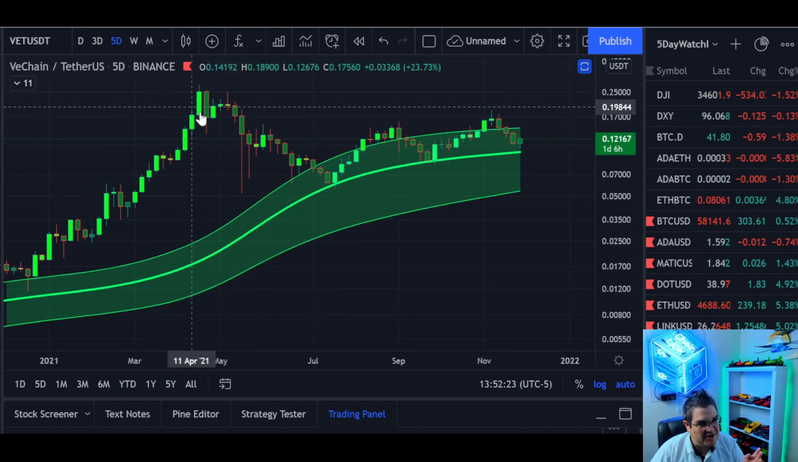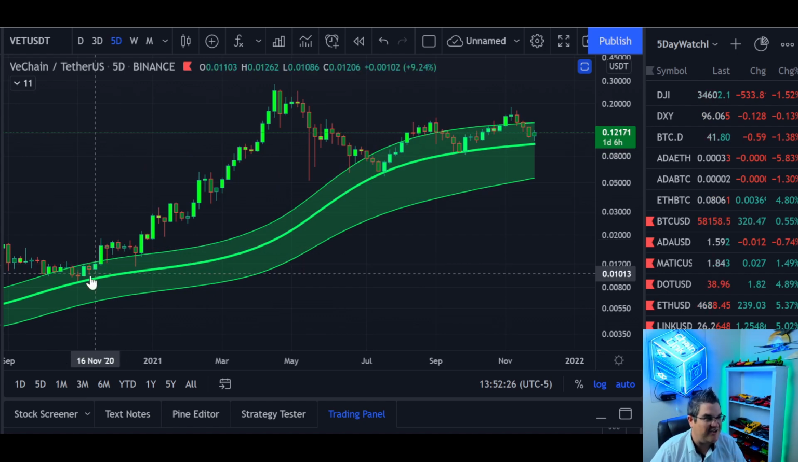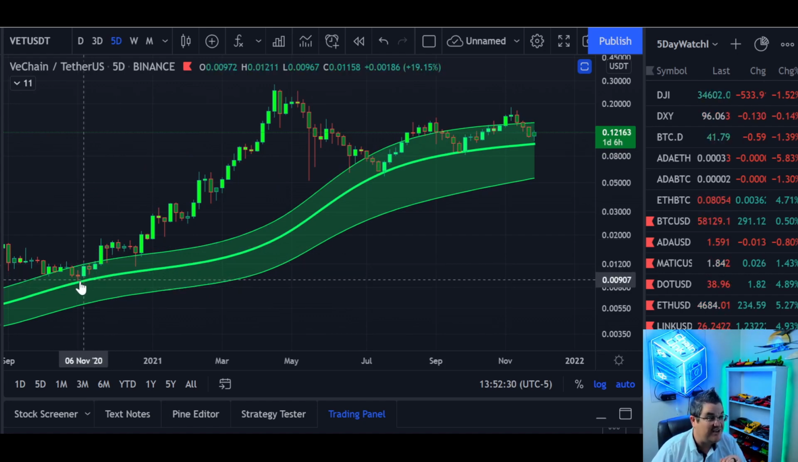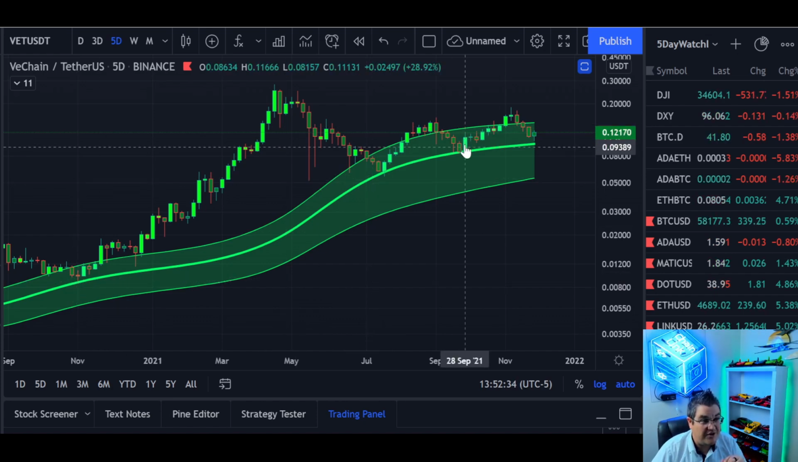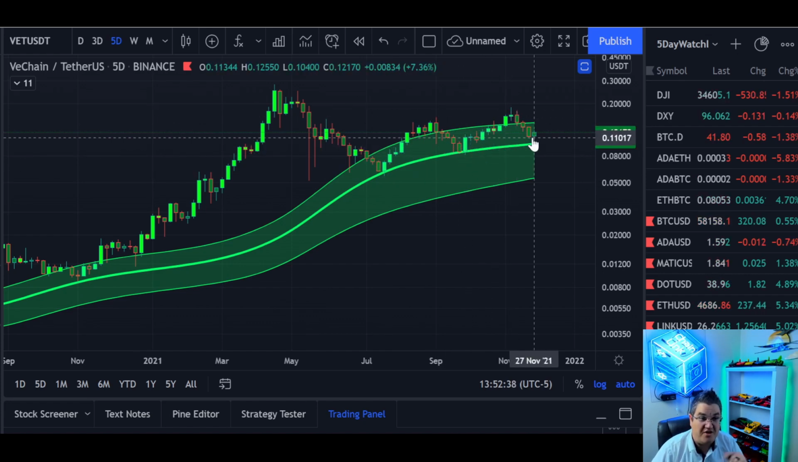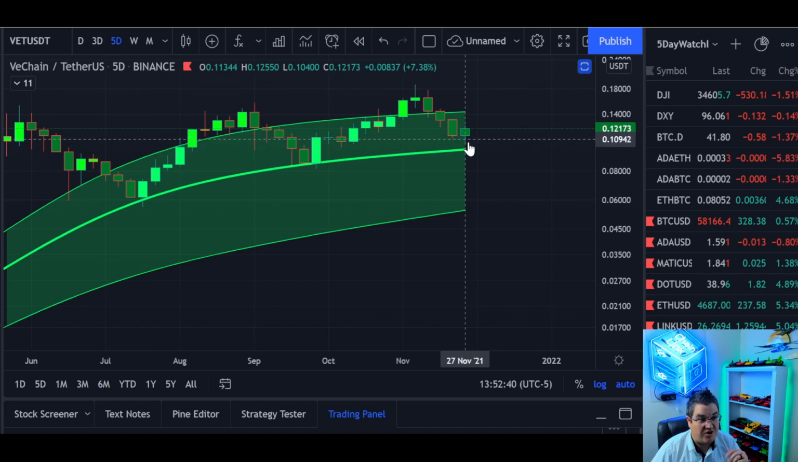So you want to buy when no one else is really buying, or albeit the median of the 5-day Gaussian channel tends to work out pretty well for VeChain so far. 1, 2, 3 times. If you would have bought, that was the lowest it ever went again. So far, right? Working out well. Where are we now? We're right at the median of the Gaussian channel.